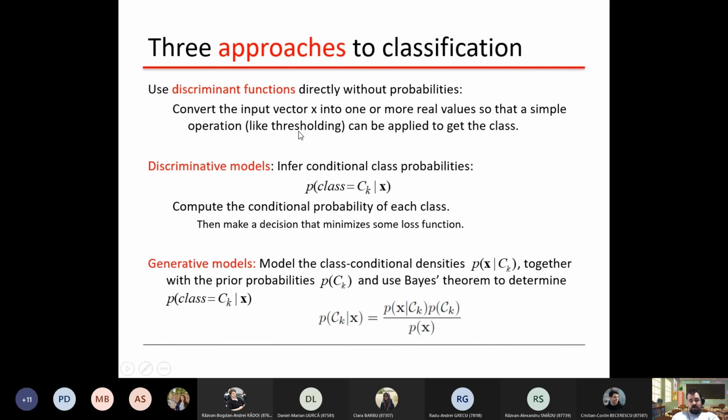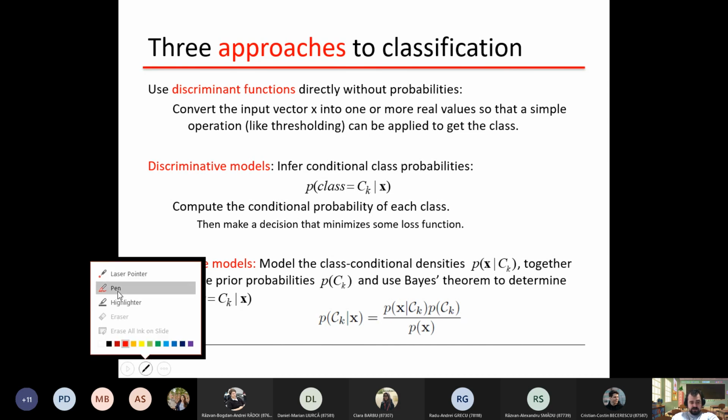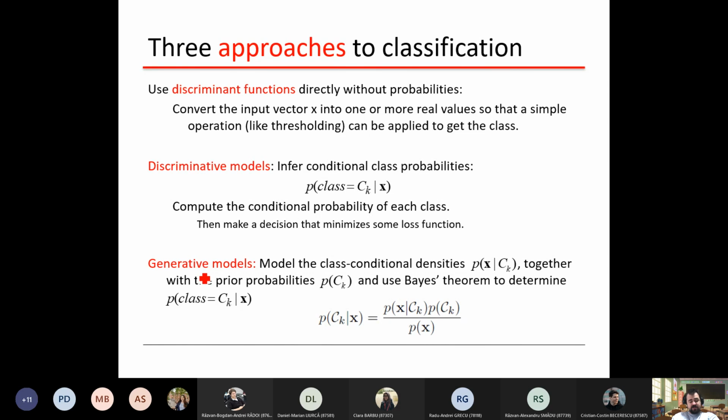lecture. Then we might have discriminative models that infer conditional class probabilities directly. So it is the probability of class ck given the point x. In other words, what is the probability of x to be part of each of these classes? So what we have to do is to compute this conditional probability for each class, and afterwards to make the decision that minimizes some loss function. This is a bit more complex method than using a discriminant function.